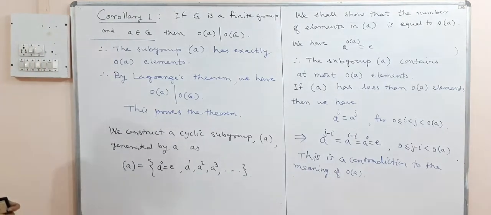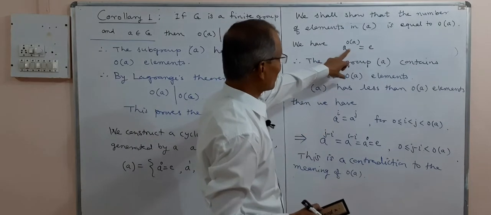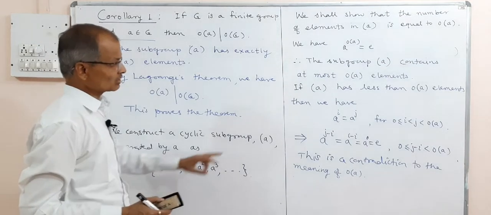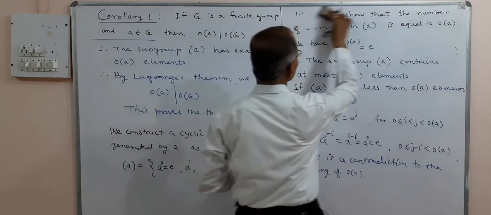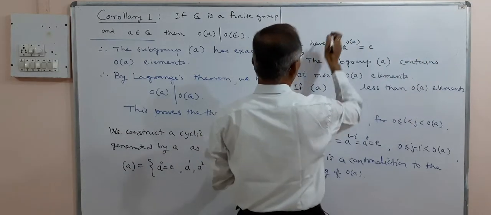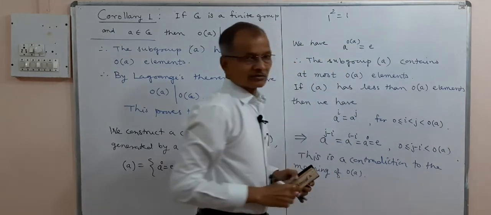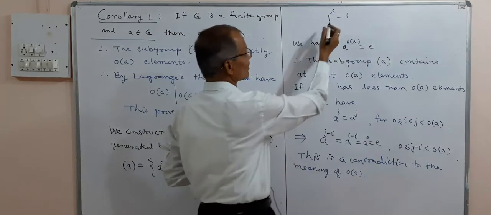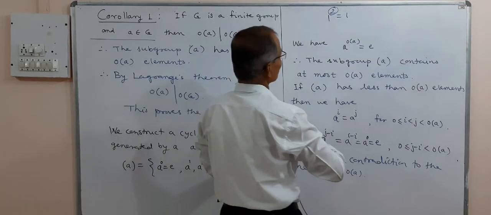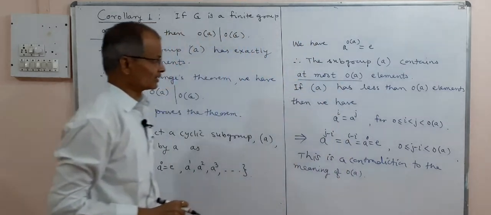So here what we have used is this relation. You should note a to the power order of a is equal to e, and therefore this subgroup should have at most order of a elements, because see, if we write like this, 1 to the power 2 is equal to 1. So the order of 1 is not 2 but at most 2, and that means it may be less than 2, and that is the meaning. So here we have written at most order of a elements in this group.